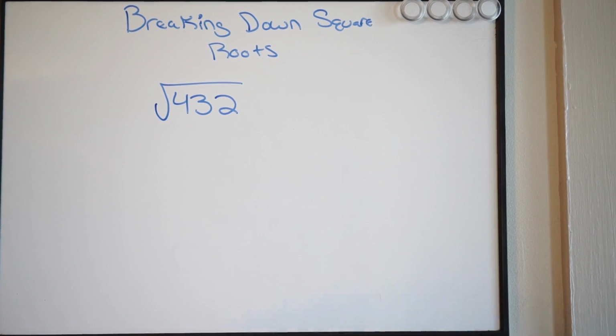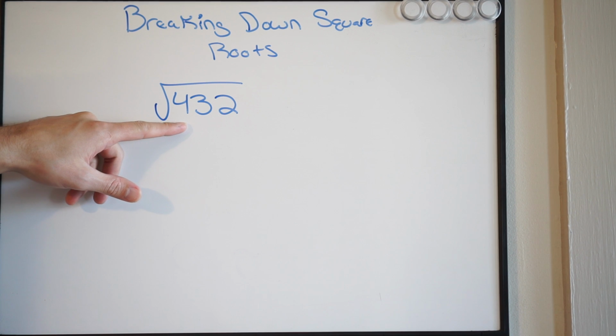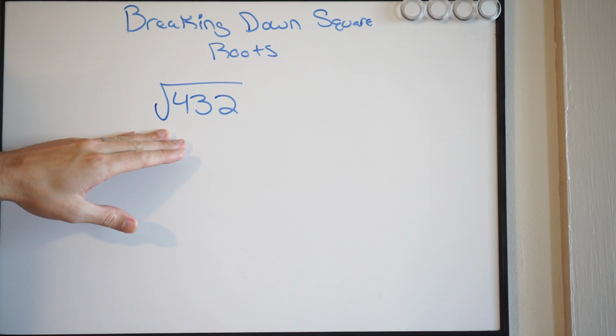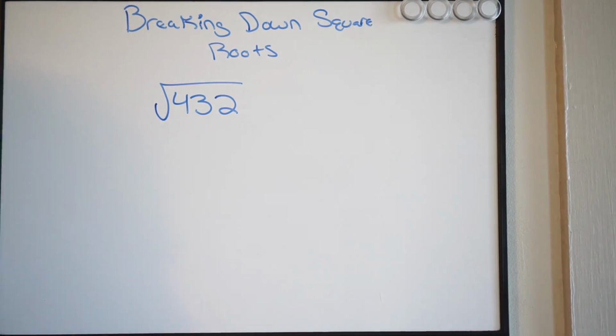Alright guys, so here we have a problem asking us to break down the square root. So remember from the past video, we talked about two different methods that we can do this. The first method is to find the biggest square number that is a factor of what we have underneath our radical, in this case 432. Method two is to use prime factorization, where we break this down as a product of its prime numbers.